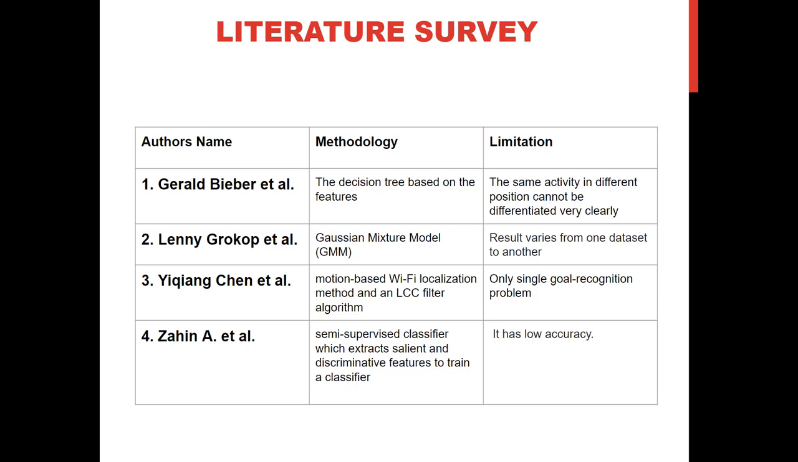Zhekiang Shen and others used a motion-based Wi-Fi localization method and an LCC filter algorithm. But the limitation of this approach was that it was single goal oriented and not for multiple goals. Zahin A and others used a semi-supervised classifier, which extracts salient and discriminated features to train a classifier, but the results were not stable. Next slide.